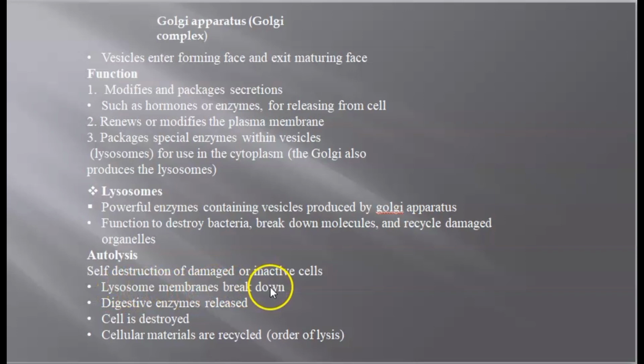Lysosome membrane breakdown. How will it be able to do this function of self-destruction of damaged cells? By breaking down the membranes. It also helps to release digestive enzymes. I told you earlier that it's an enzyme, so the digestive enzyme is released for digestion out of this lysosome. The cell is also destroyed, which is part of the function I've explained, and cellular materials are also recycled.